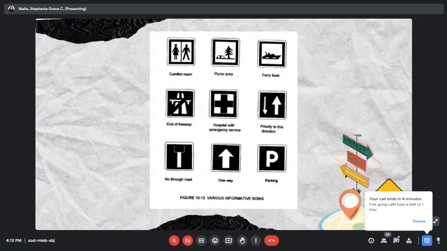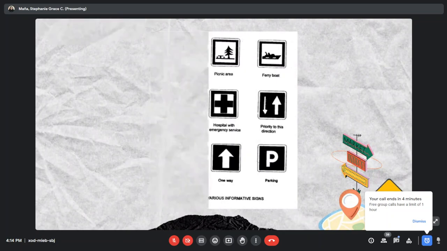So here are other informative signs po that I did not include but are possible. So you can see comfort room, picnic area, ferry boat, end of freeway, hospital that was mentioned earlier, priority to this direction, especially for emergency vehicles, no through road, one way, and parking. Next slide po.